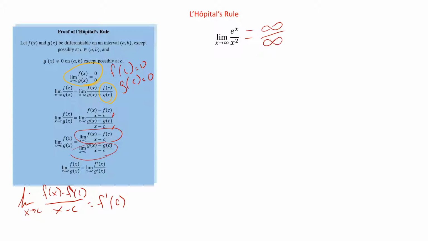Hey, we have infinity over infinity. We can use L'Hopital's rule. So we're going to take the limit as x goes to infinity of the derivative of e to the x, which is e to the x, over the derivative of x squared, which is 2x. All right, then we can plug in infinity. E to the infinity is infinity over 2 times infinity, which is infinity again.